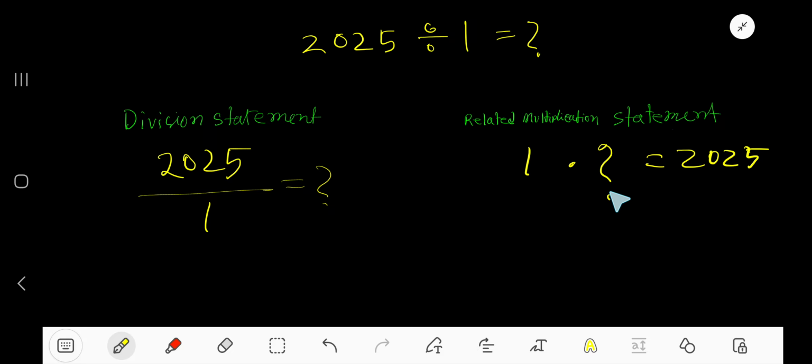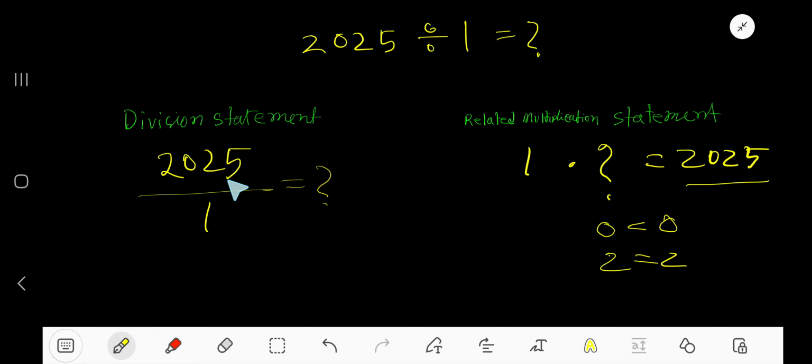So now think, what times 1 gives you this? Let's say 0. So 0 times 1, which is 0. 0 is not 2025. So 0 is not the answer. Again, 2 times 1 equal to 2. 2 is not 2025. So 2 is not our correct answer.